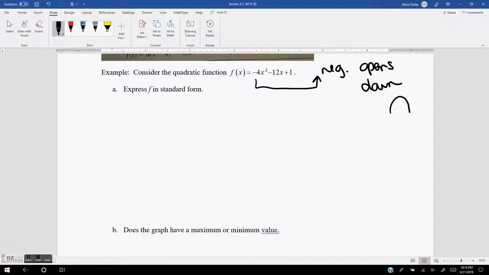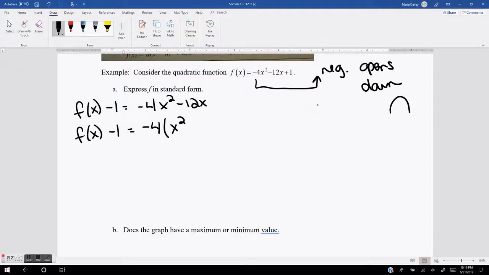So first thing I'm going to do is move that constant term over to the other side. Okay, negative 4x squared minus 12x. Now remember, we want that coefficient of x squared to be a positive 1. So to take care of that, we're going to factor out that negative 4. So leave me then negative 4 times x squared plus 3x.